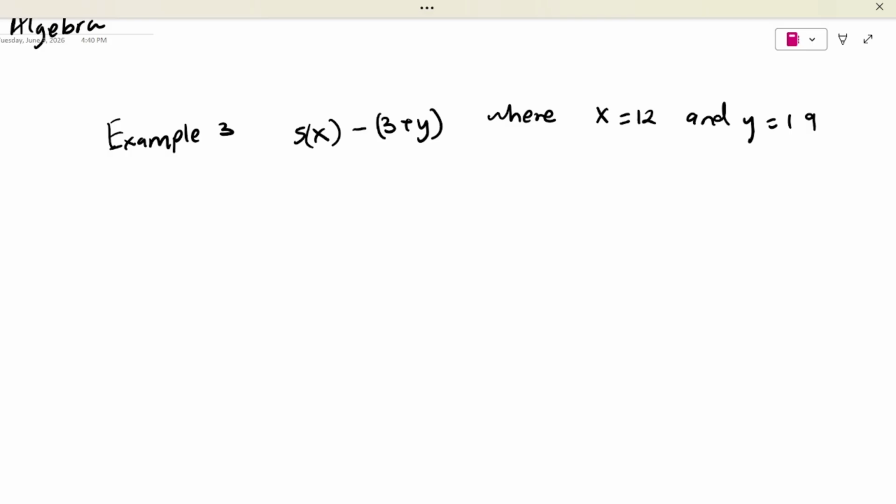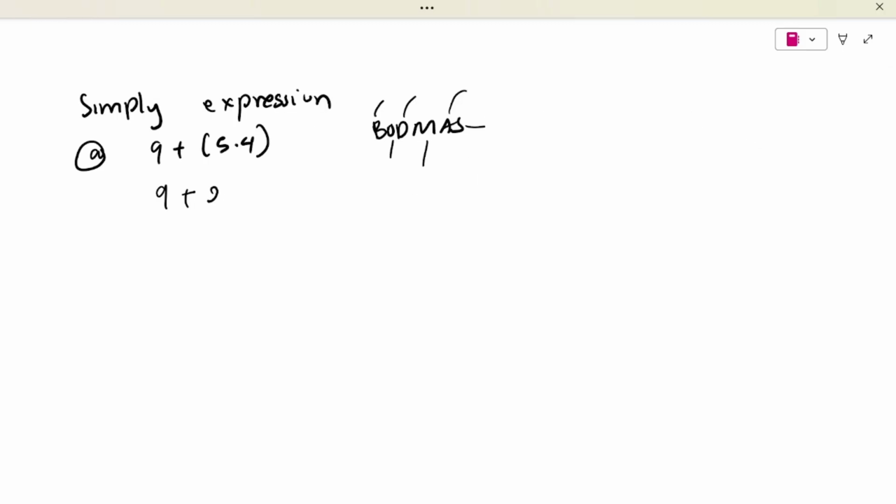So we are going to use substitution for this equation. You already know x is 12, so it's going to be 5 times 12 minus 3 plus 19. 5 times 12 is 5 times 2 is 10, and 5 times 1 is 5, that's 60. 60 minus 3 is 57, plus 19 is 76.